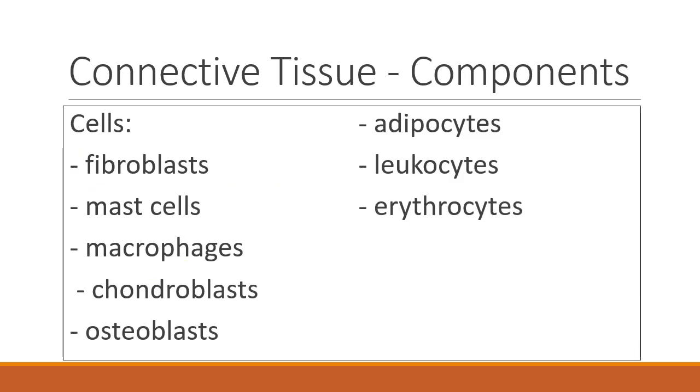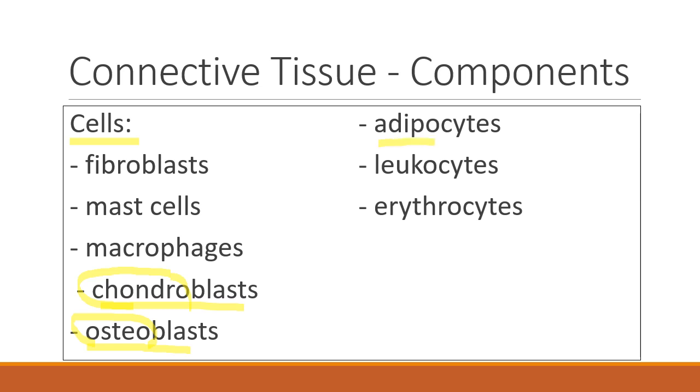So here are the cells we talked about before, fibroblasts, mast cells, so on and so forth. I added some of these here, chondroblasts, osteoblasts. Chondro means cartilage, so chondroblast is a cell that's in cartilage, and osteo means bone, so osteoblasts are cells that are in bone tissue.